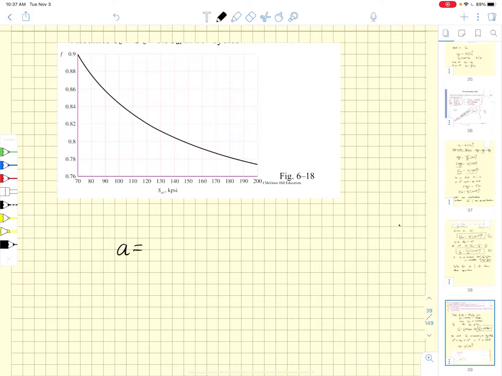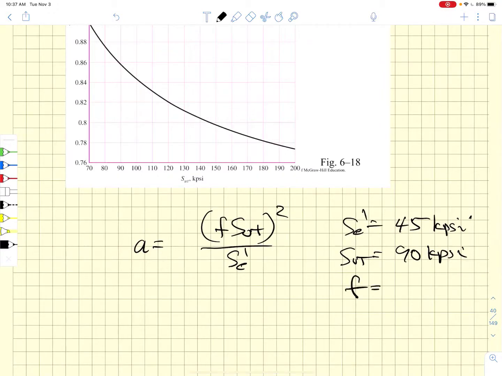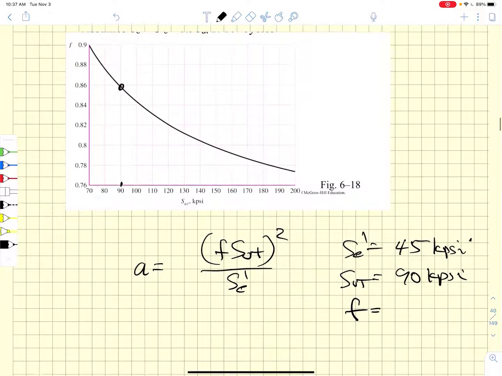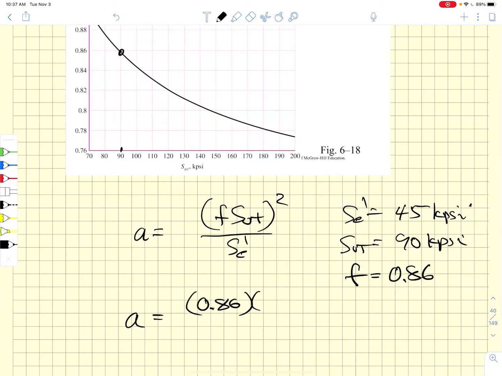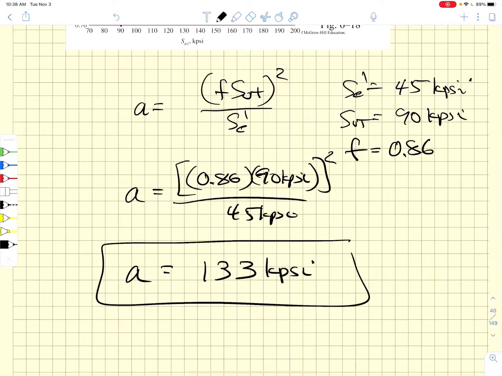The fitting parameter A is equal to (F S_UT) squared over S_E prime. We know that S_E prime is equal to 45 kpsi. We know that the ultimate strength is equal to 90 kpsi. And for F, we go to this chart right here, look at 90 as the ultimate, come up here, and we're at about F equal 0.86. So we take this 0.86, multiply it by 90 kpsi, square all that and divide by 45 kpsi. And we find that A is equal to 133 kpsi. So there's my factor A.